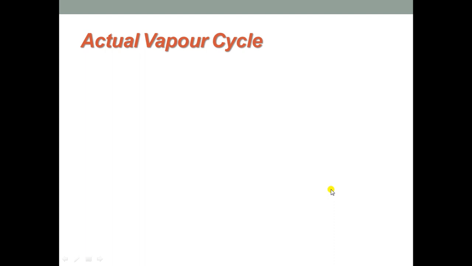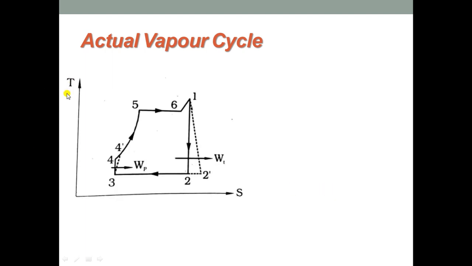Next is actual power cycle, and the TS diagram is going to represent both ideal as well as actual vapor power cycle, which is a Rankine vapor power cycle. Point 1, 2, 3, 4, 5, 6 and 1 represents ideal Rankine cycle. 1, 2 dash, 3, 4 dash, 5, 6 and 1 represents actual Rankine vapor power cycle.